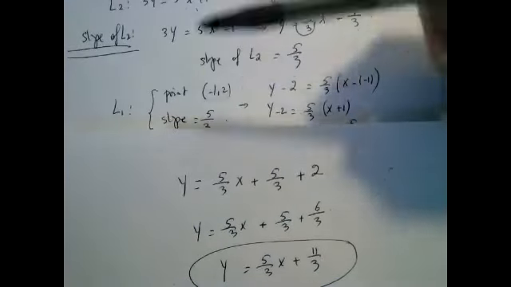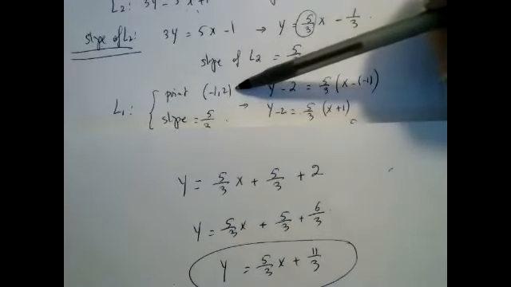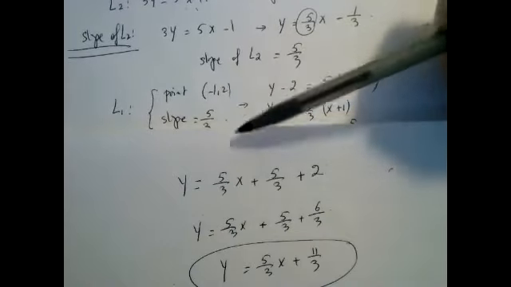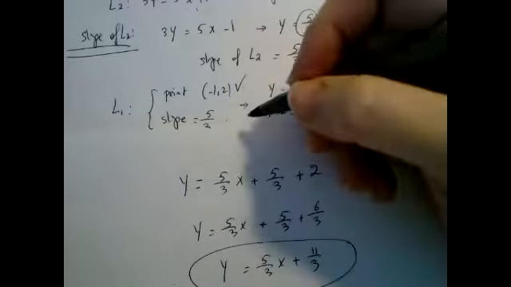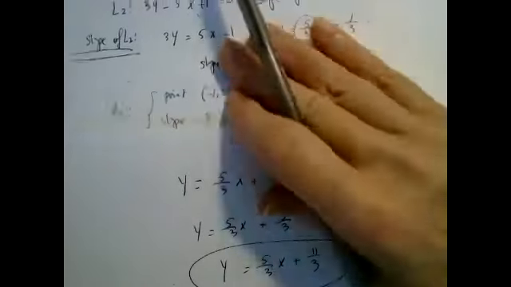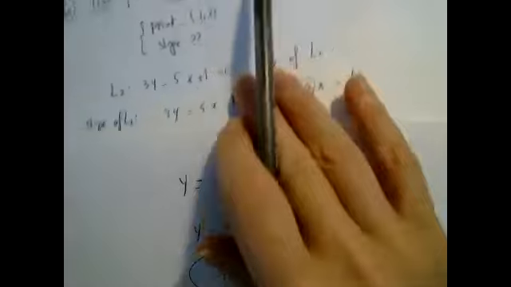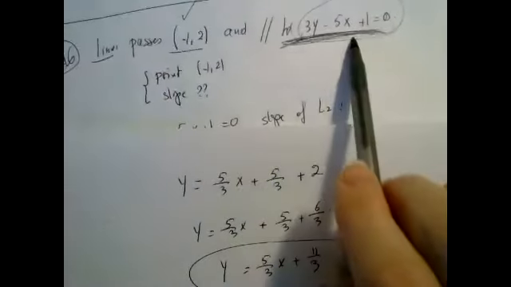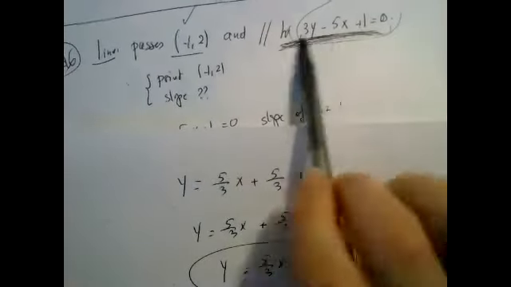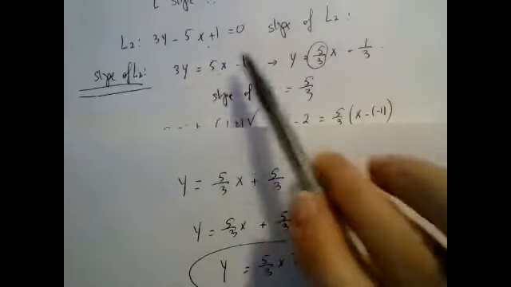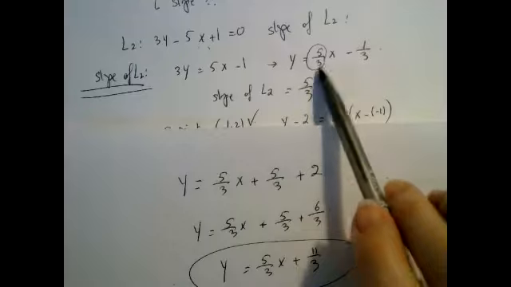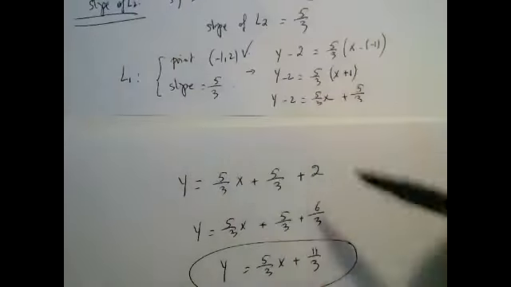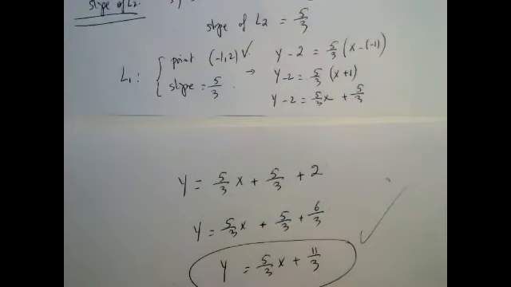Okay, so I have a line. I need to find the equation. I need the point and I need the slope. The point is given to me, not the slope. But they're telling me that it's parallel to another line. So I go and find the slope of this line. To find it, I have to put it in slope-intercept form so I can pick up the slope. The slope is 5 over 3. Now I have a point, I have the slope, I have my equation.